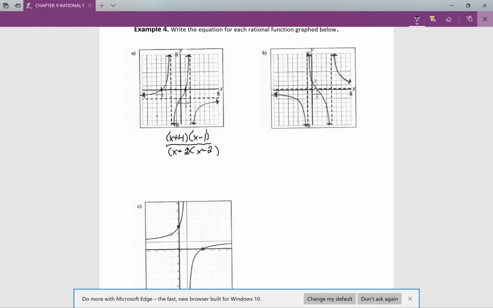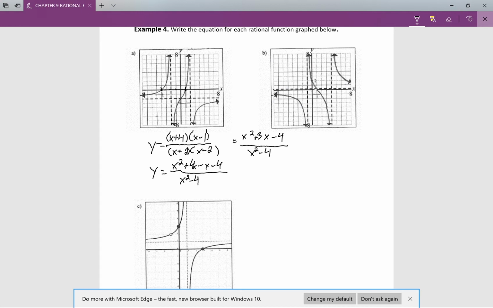denominator. Now, if we look at this, I could expand this out if I want, but we need to find a way to get that horizontal asymptote in there. So let's expand this out and take a look at what we have. I get x squared plus 4x minus x minus 4 all over x squared minus 4. Which is going to give me x squared plus 3x minus 4 all over x squared minus 4.